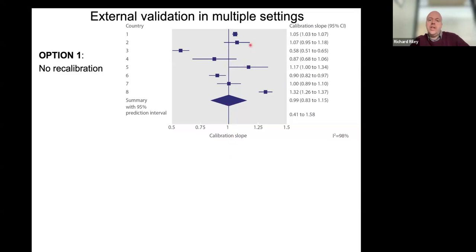And what I saw was huge heterogeneity across the countries. So in some countries, the calibration slope was much less than 1. Others, it was much bigger than 1. Interestingly, on average, it was 1 across the countries, but that's a statistically pointless summary result when actually in individual countries it was miscalibrated. What I want is for every single country to be well calibrated.